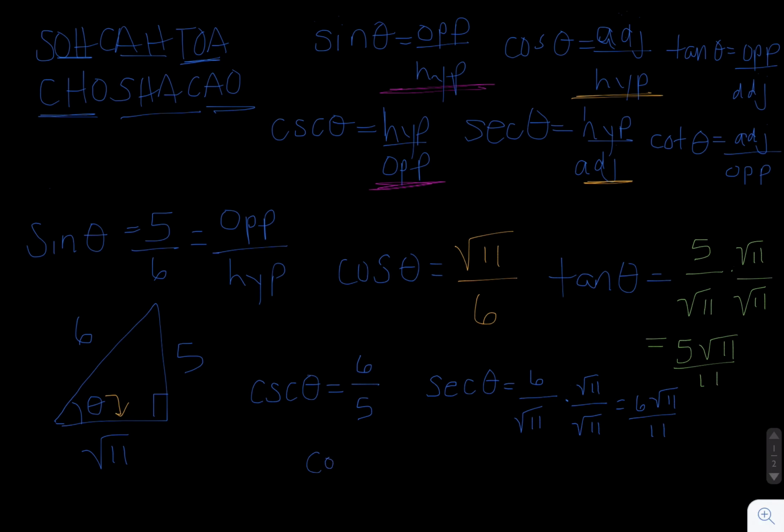Last but not least, cotangent of theta is, Sohcahtoa, what is our cow? Adjacent over opposite. What is adjacent? Square root of 11 over 5. And we can also look at the tangent, right? Tangent was 5 over square root of 11 before we rationalized it. Flip that, so that would give us square root of 11 over 5.